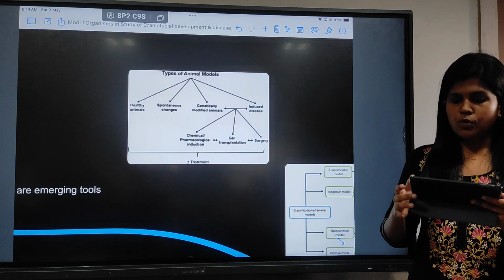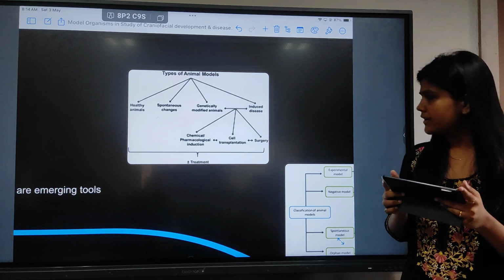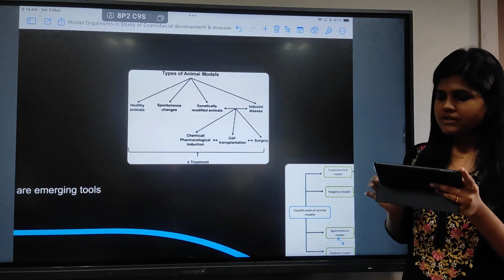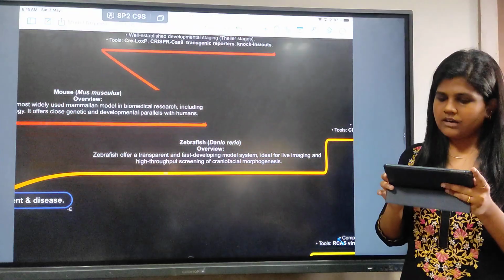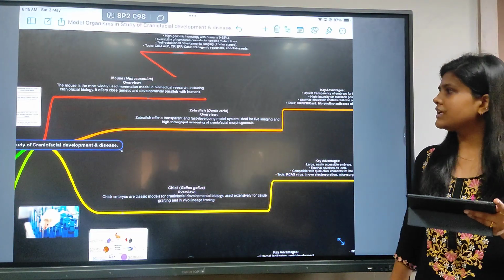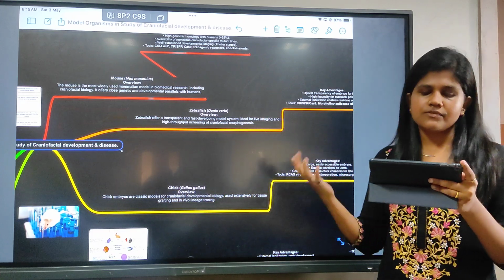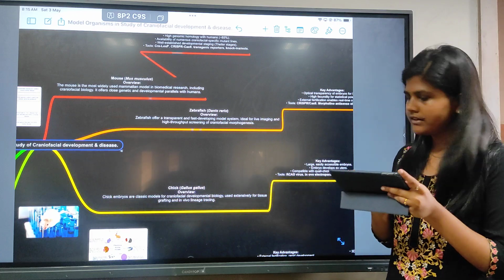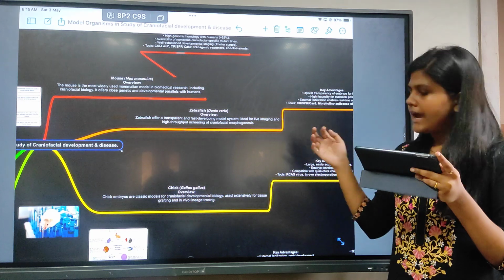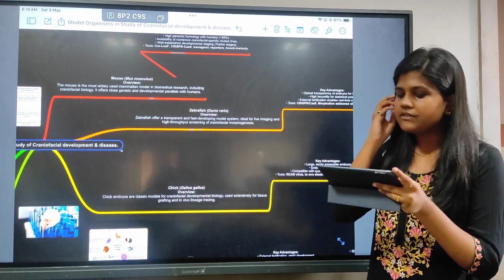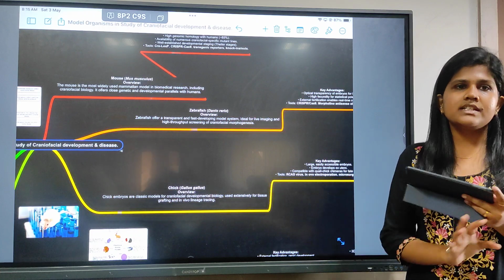Next we have a very common animal model, the zebrafish, Danio rerio. Zebrafish offers a transparent and fast-developing model system, ideal for live imaging and high-throughput screening of craniofacial morphogenesis. The key advantages of choosing zebrafish are the optical transparency of embryos for imaging, high fecundity for statistical power, and external fertilization, which enables real-time observation. We can actually see how the embryo grows because it is very transparent.